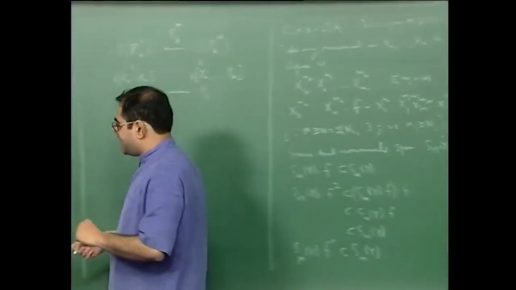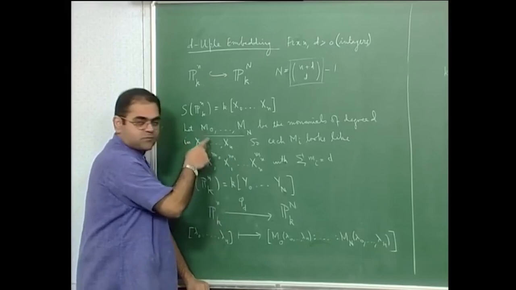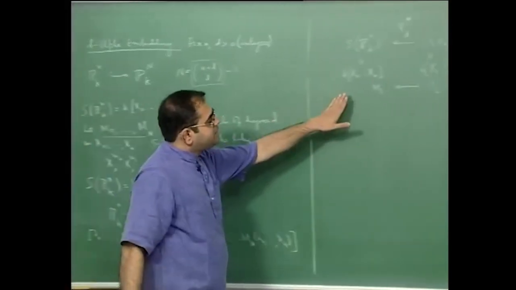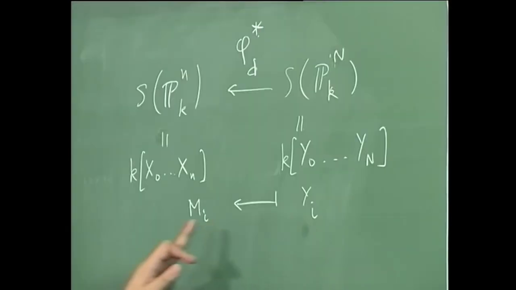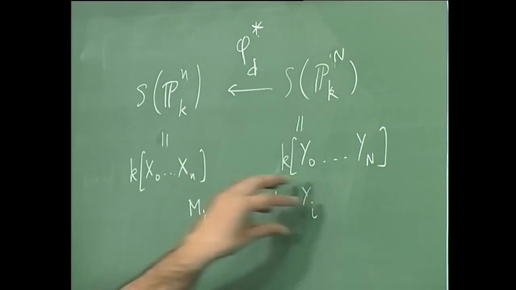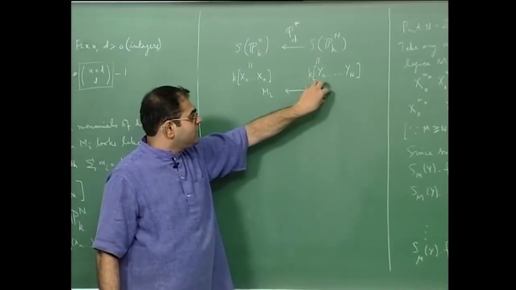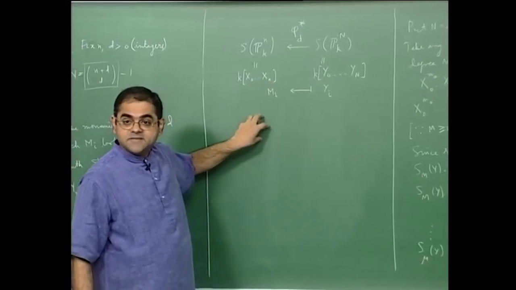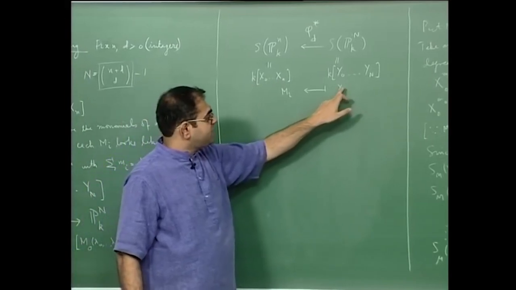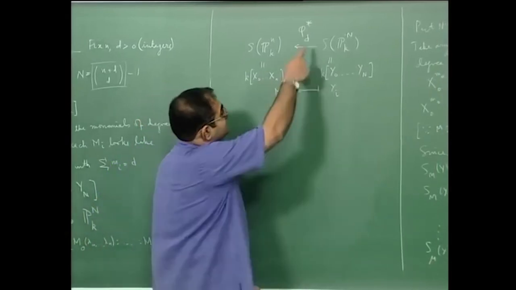After all, there are exactly as many yi's as there are mi's, so send the corresponding yi to the corresponding mi. Mind you, this yi is degree 1, whereas this mi is a degree d monomial. So this map takes every degree 1 thing to degree d, and therefore this is called a graded homomorphism. It will take the degree 1 piece to the degree d piece, and the degree r piece to the degree r times d piece. If instead of yi I put yi to the r, it will go to mi to the r, and the degree of mi to the r will be rd. So this is what is called a graded homomorphism.